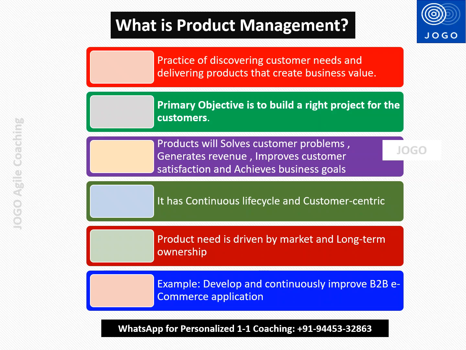For example, develop and continuously improve a B2B e-commerce application. So consider we are launching an e-commerce application. This will be continuously enhanced, or it will be used by the customers forever. So product management will have a long life cycle, and the enhancements will be done based on the customer feedback and the improvement suggestions, and also to achieve the business goal. This is what product management is. So hope it's clear and helpful to you.